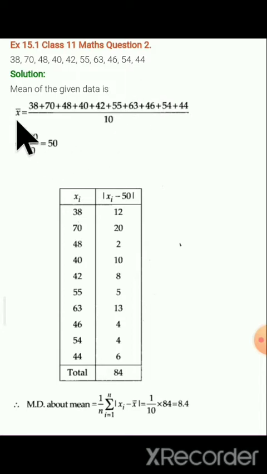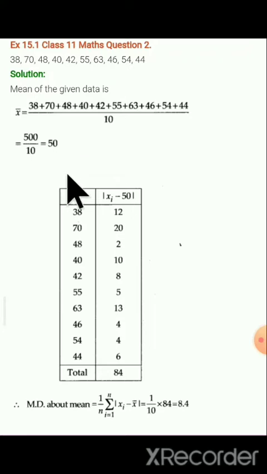So consider here x bar equal to sum of all observations divided by total number of observations. Sum of observations is 38 plus 70 plus 48 plus 40 plus 42 plus 55 plus 63 plus 46 plus 54 plus 44. So here sum of all observations equal to 500 divided by total number of observations, that is 1, 2, 3, 4, 5, 6, 7, 8, 9, 10. So here total number of observations equal to 10, that is 500 divided by 10 equal to 50.